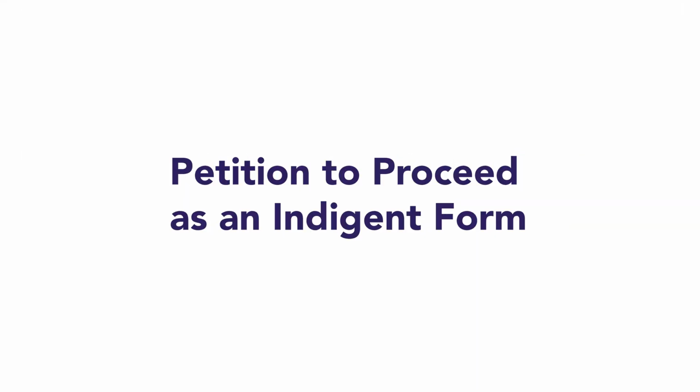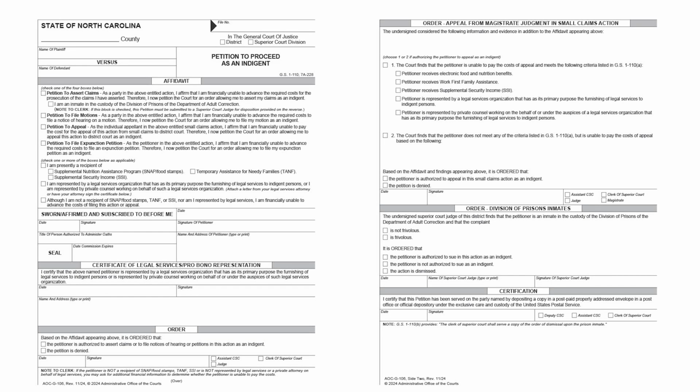Next, the petition to proceed as indigent. It looks like this. You will complete this form if you cannot afford to pay the appeal fee. The petition lists a few different ways that you can qualify for this appeal fee waiver. For example, if you receive public assistance.